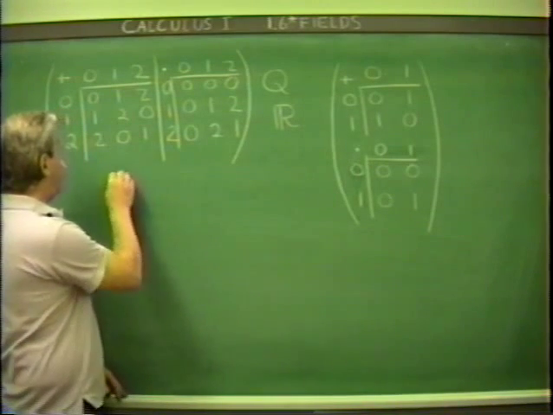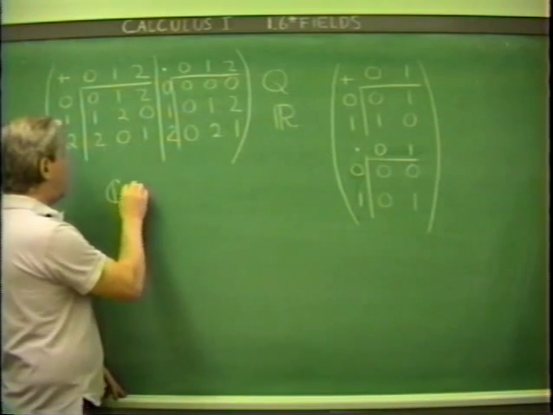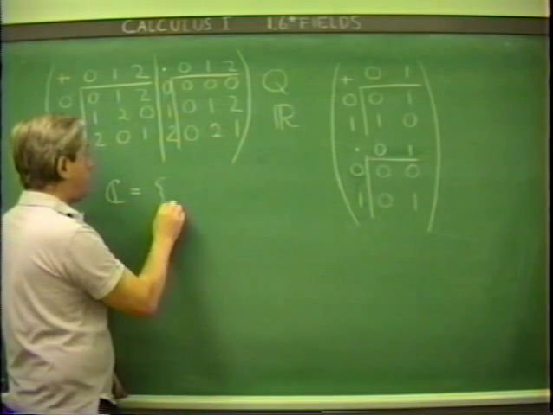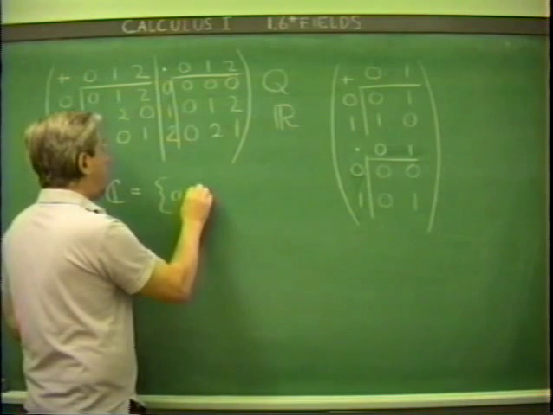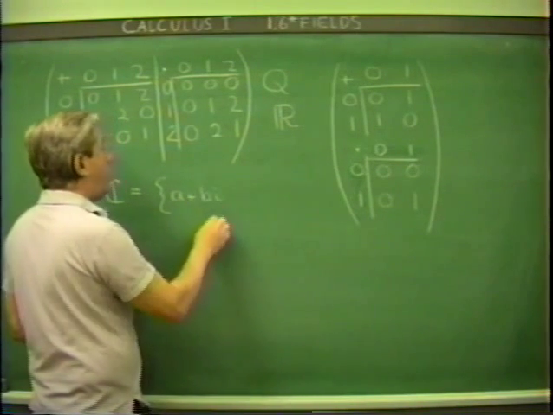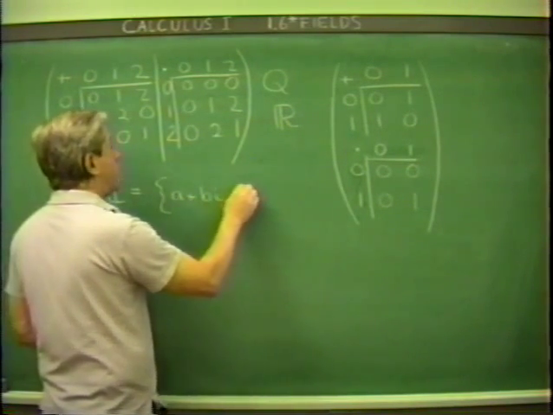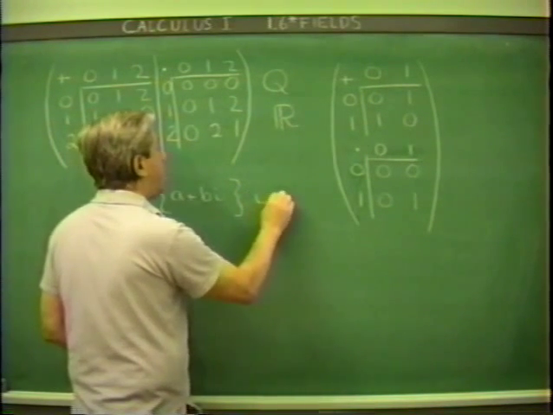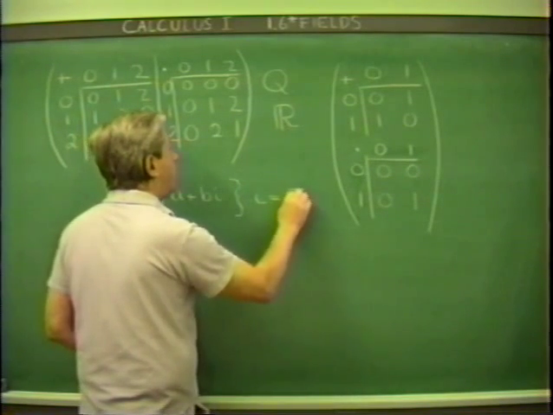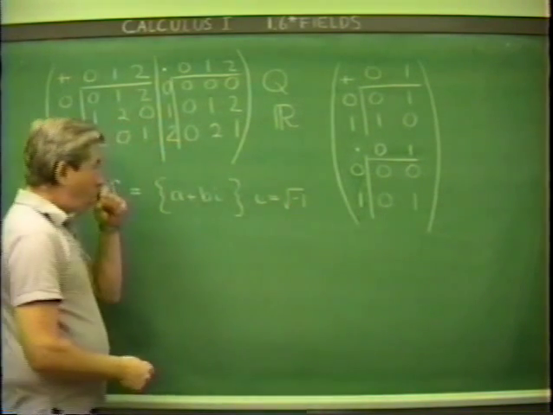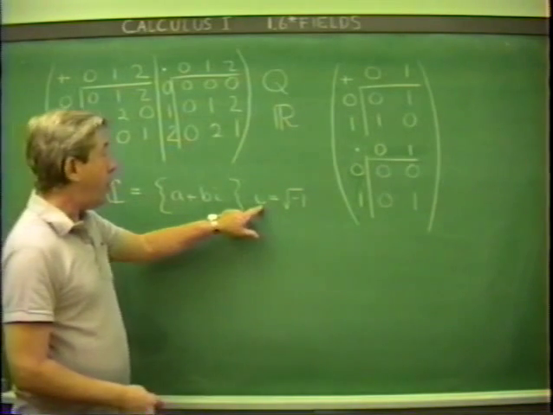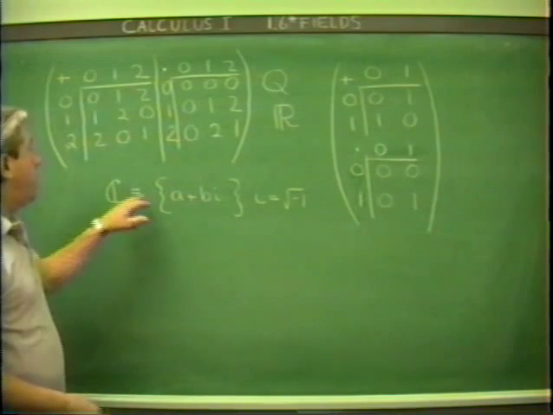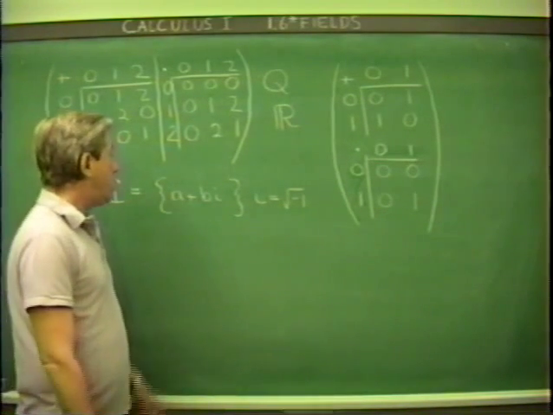The rational numbers are a field. The real numbers are a field, but there are more. The complex numbers. The complex numbers are all the numbers of the form a plus bi, where a and b are real numbers, and i here behaves as if it was the square root of minus 1. That's to say, when you square i, you get minus 1.